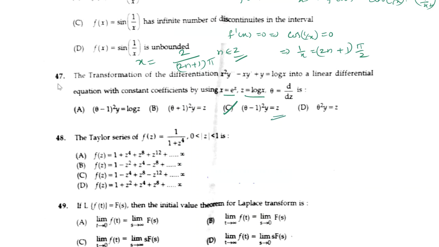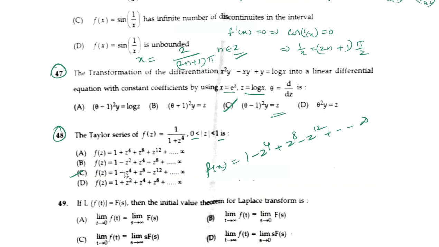Okay, and the next question here is also mathematics. The Taylor series of f of z is equal to 1 by 1 plus z power 4, where z is in between 0 and 1, is: f of z is equal to 1 minus z power 4 plus z power 8 minus z power 12, and so on up to infinity here. So C is the right option for this question here.